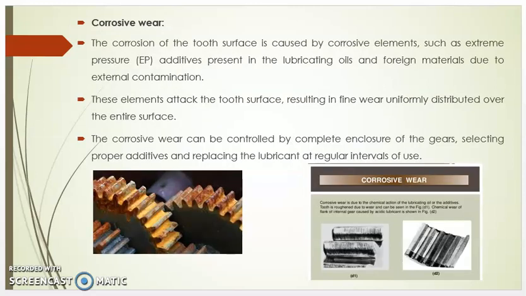Next is corrosive wear. See, these figures are there. Corrosion of gear tooth takes place. The corrosion of the tooth surface is caused by corrosive elements such as extreme pressure additives present in the lubricating oils and foreign materials due to external contamination. These elements attack the tooth surface, resulting in the fine wear uniformly distributed over the entire surface. The corrosive wear can be controlled by complete enclosure of the gears, selecting proper additives and replacing the lubricant at regular intervals of use.